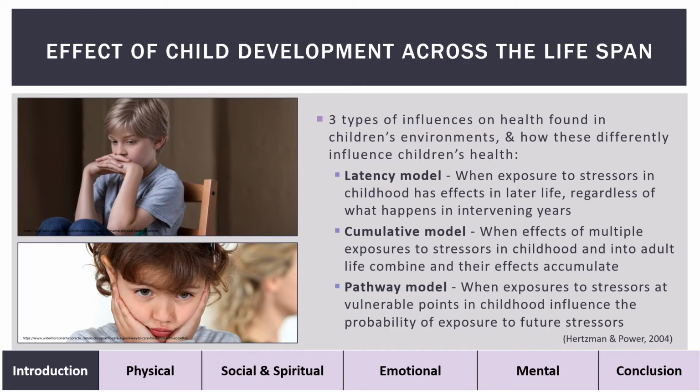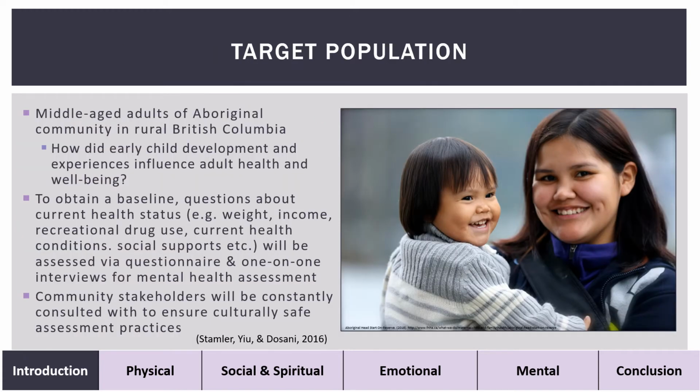The effects of these domains on child development, coupled with experiences in adulthood, can be explained through three models: the latency model, the cumulative model, and the pathway model as described here. These three models coexist and remind us of the importance of controlling for confounding variables prior to, during, and following the assessment process. Our target population consists of middle-aged adults of an Aboriginal community in rural British Columbia.